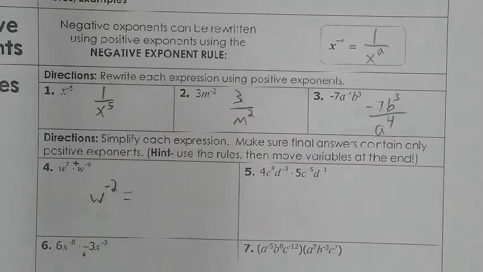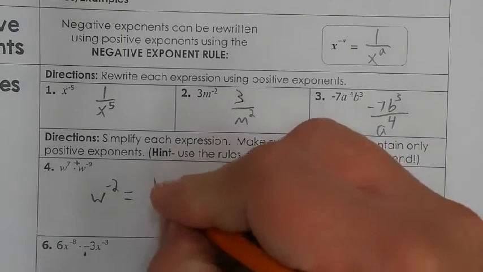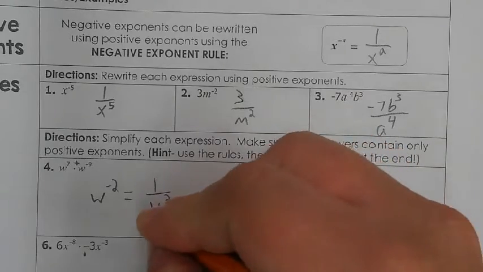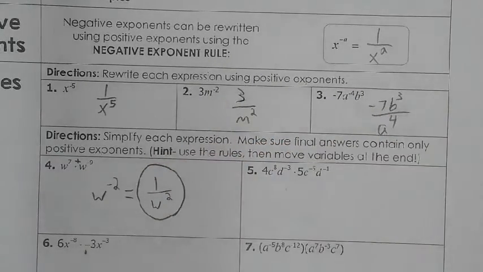Well, we cannot have a negative exponent in our final answer. So who's got a guess of what that's going to look like? It wouldn't be w to the negative 2 power. It would be 1 over w to the second power. Good. Anybody have questions on that?